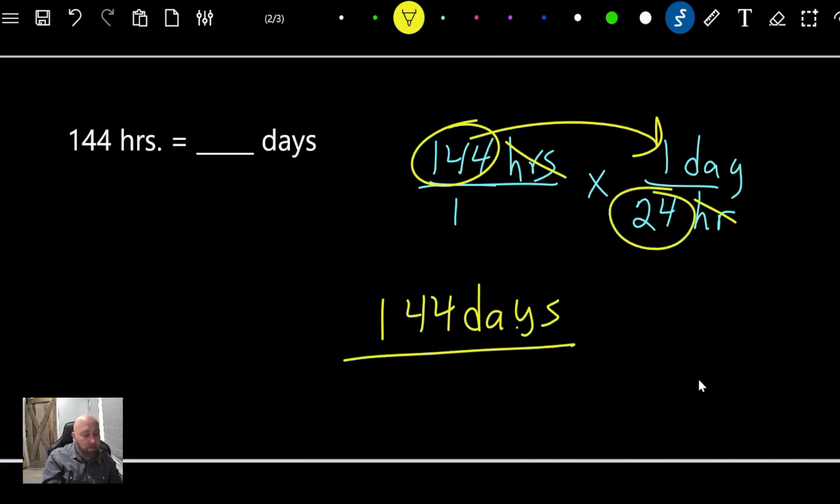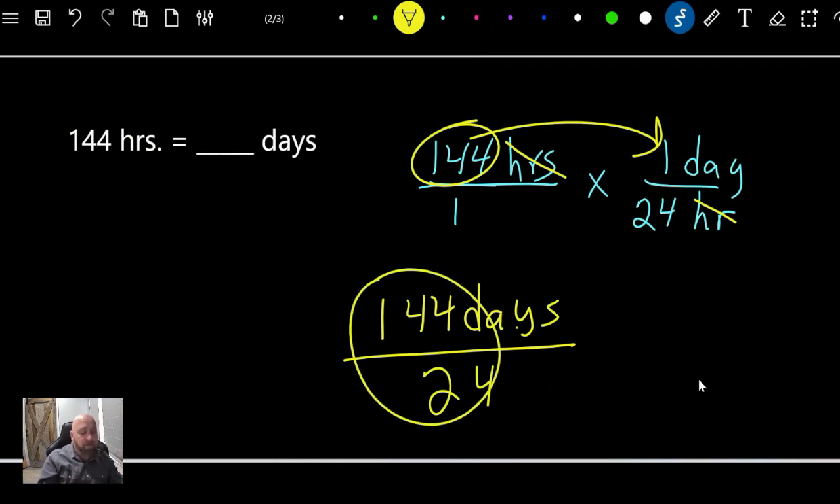144 days over 24. All right, now what do we have? We have another fraction, and we need to go ahead and divide that out. And this is where, again, we're getting into larger, smaller, multiply, smaller, larger, divide. So we are going from smaller to larger. So you can count on the fact that when we're going from smaller to larger, we are going to have a division problem.